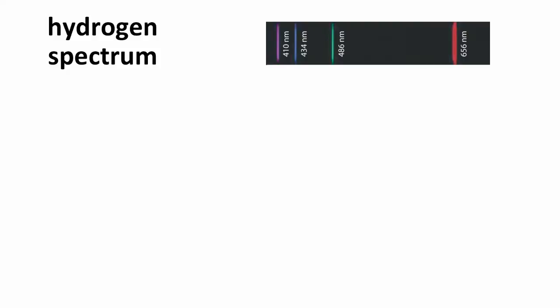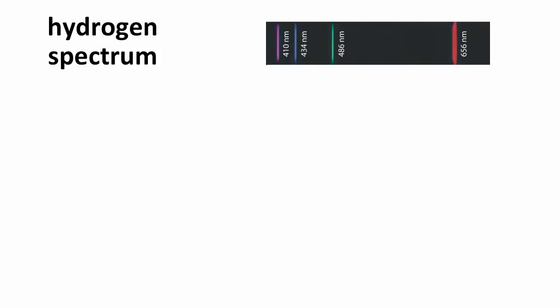And for hydrogen, the visible spectrum has a red line at 656 nanometers, a blue-green, kind of aqua-colored line at 486 nanometers, a purple line at 434 nanometers, and another purple line at 410 nanometers.